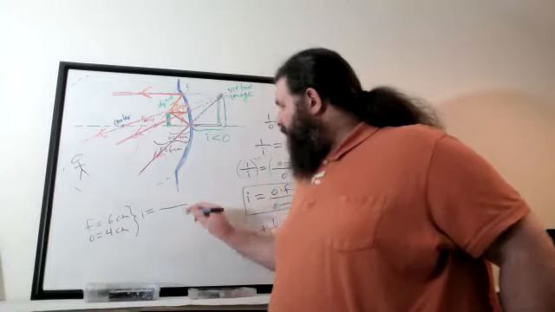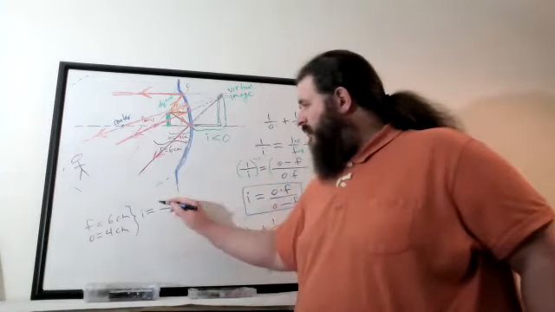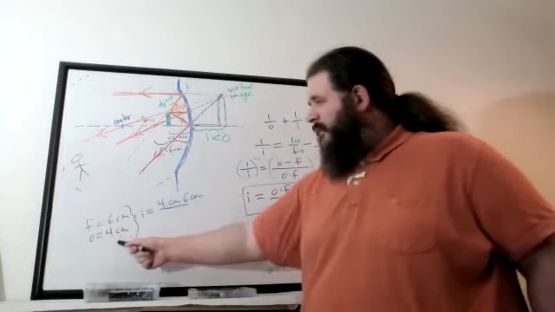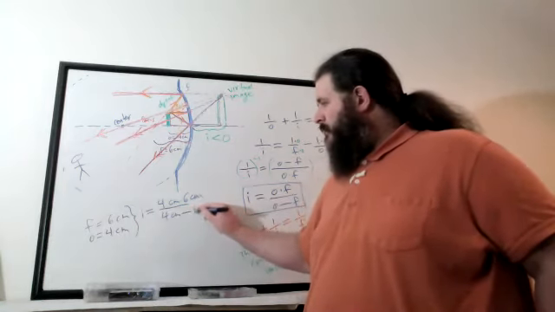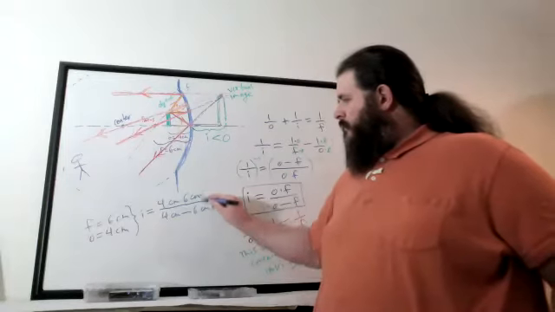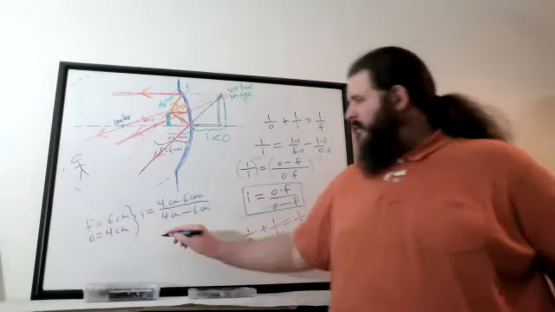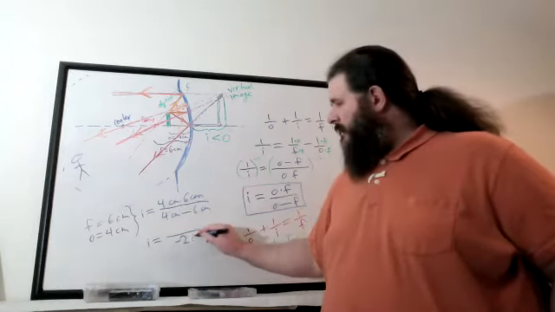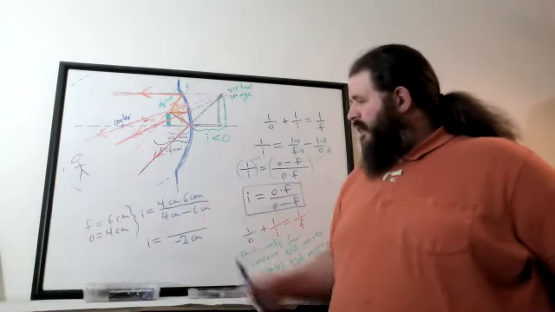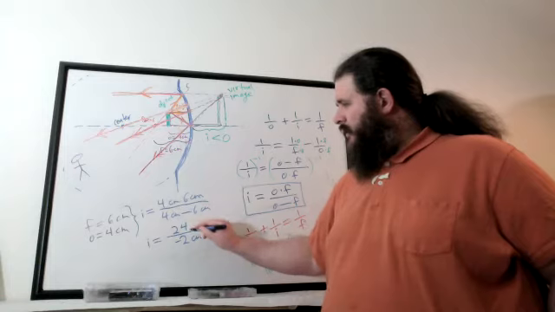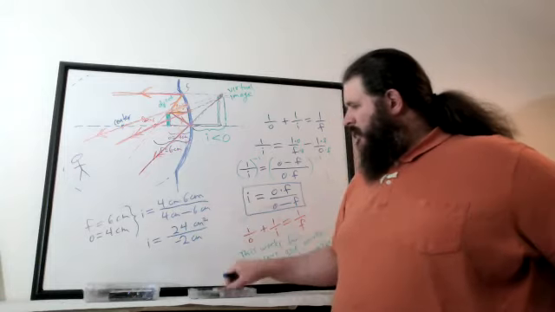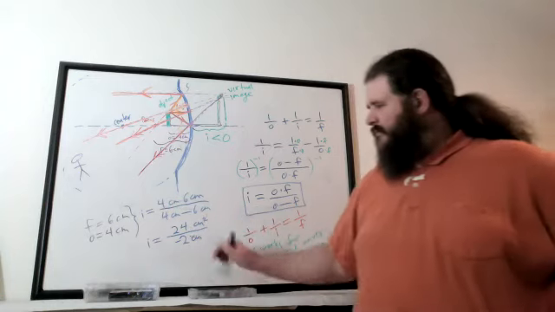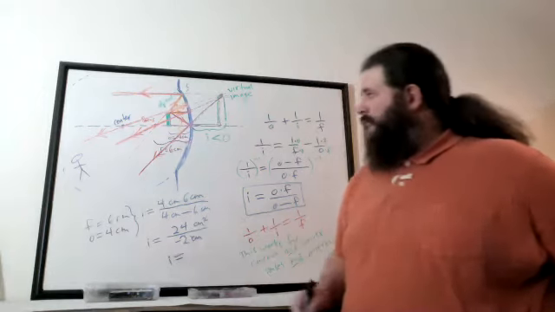We plug in these values, O times F, that'll be 4 centimeters times 6 centimeters. O minus F would be 4 centimeters minus 6 centimeters. And what's 4 minus 6? Negative 2. So negative 2 centimeters. And then 4 times 6 is going to give us 24 centimeters squared. But when we divide, one of the centimeters cancels out. And what do we get? Negative 12 centimeters.